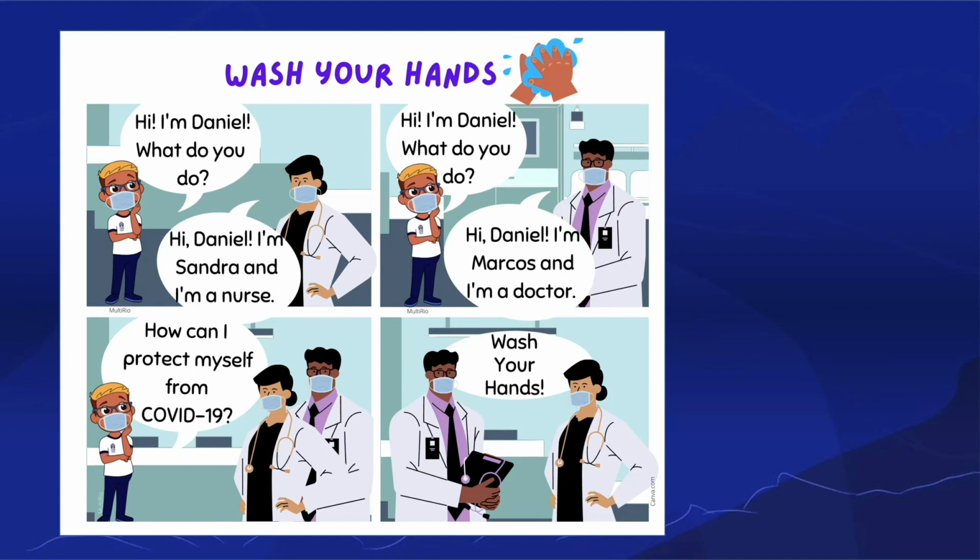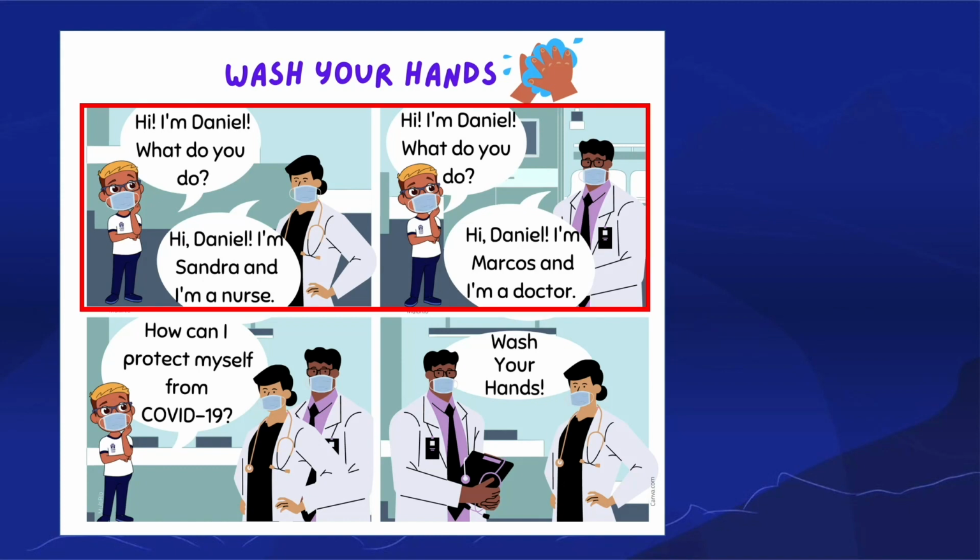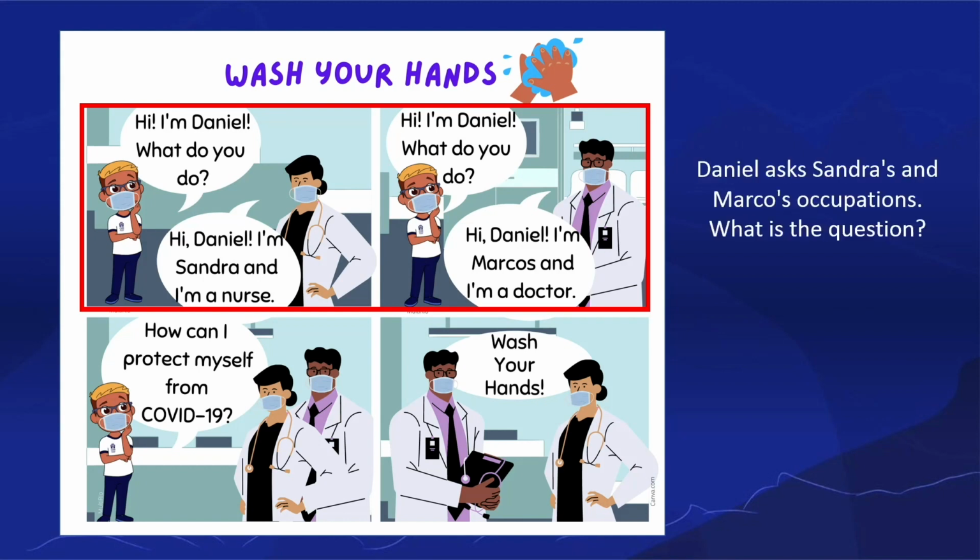Now let's go to the comic book page again. Now students, let's take a look at the first part of the story. Hi, I'm Daniel. What do you do? Hi, Daniel. I'm Sandra, and I'm a nurse. Hi, I'm Daniel. What do you do? Hi, Daniel. I'm Marcus, and I'm a doctor. Daniel asks Sandra's and Marcus' occupations. What is the question? That's it. What do you do? Excellent. Well done. Now let's continue.